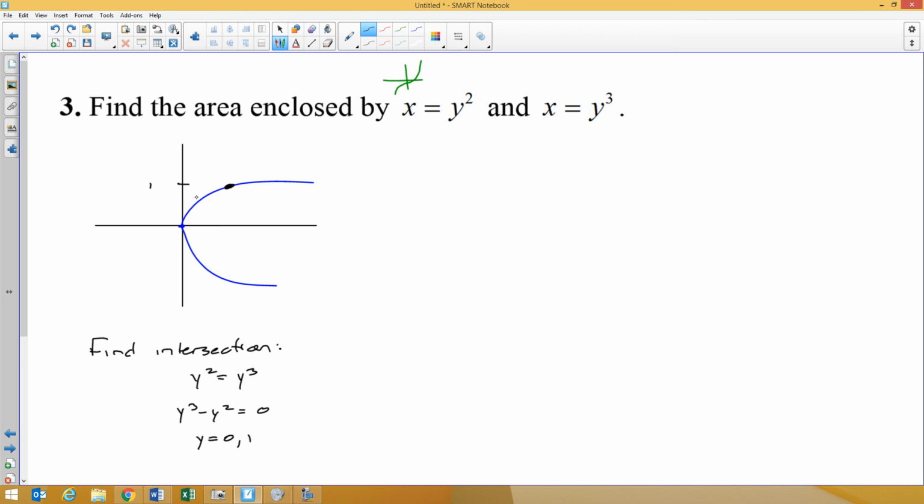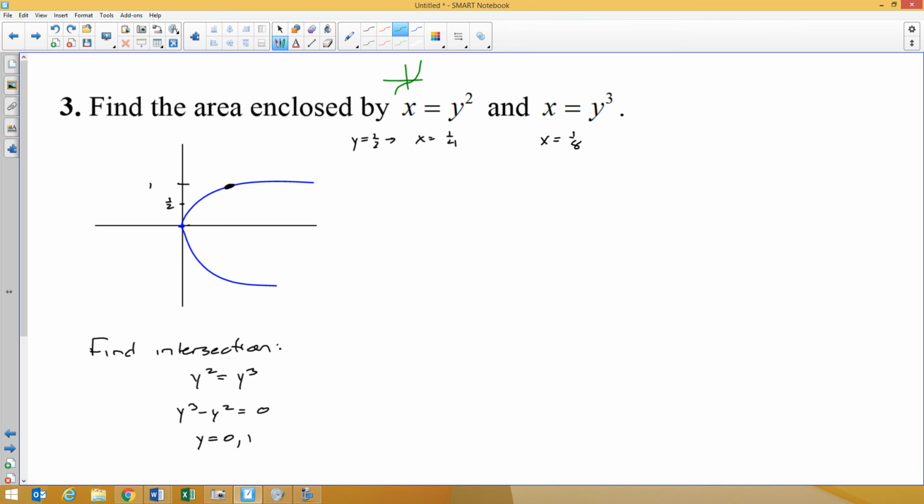And now what I'm trying to figure out is where the y cubed graph is. And so what I could do to figure that out is I could just plug in a y coordinate between 0 and 1. And if I plug in 1/2, so if y is equal to 1/2, I will get x equals 1/2 squared, which is 1/4. And this one, x equals 1/2 cubed, which is 1/8. 1/4, and x coordinate 1/4 is on the right side of 1/8.